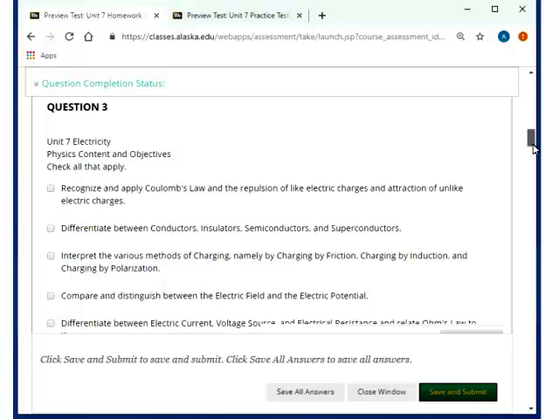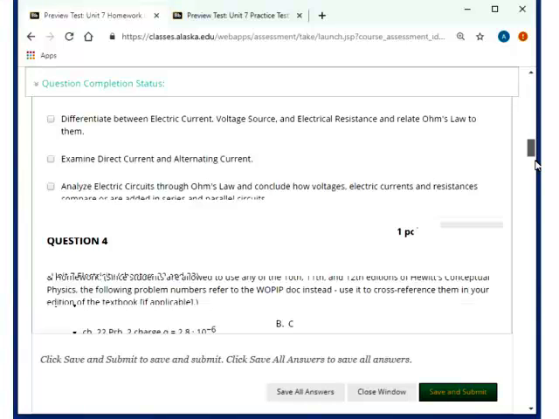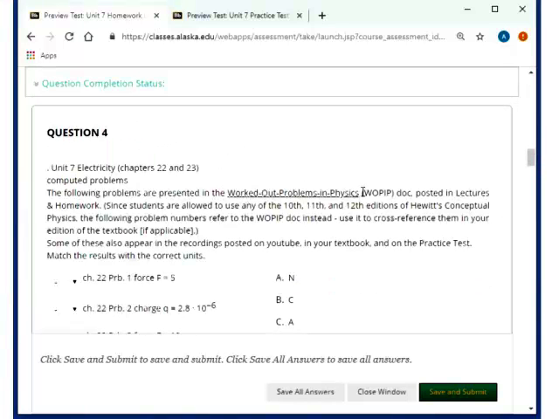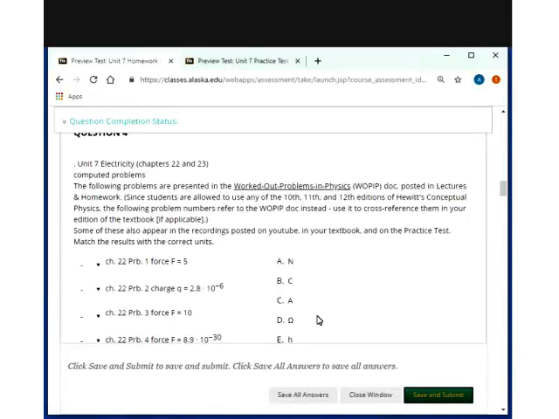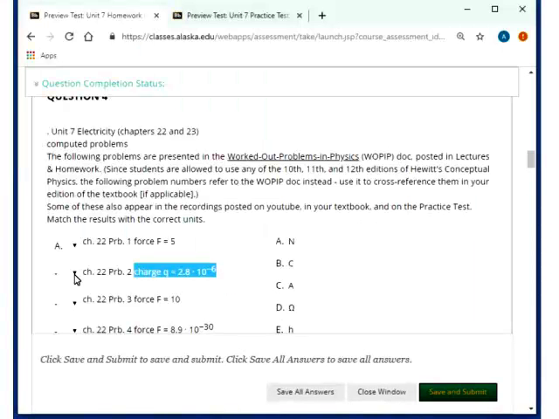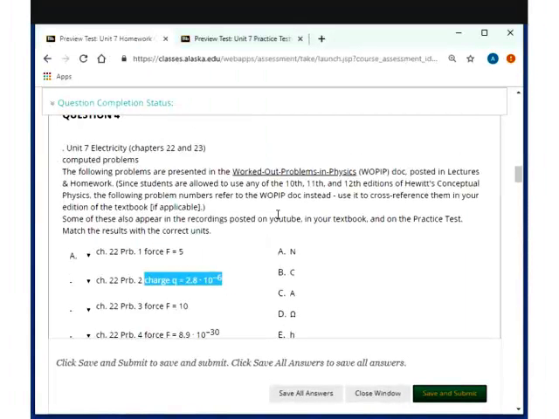You will find all of these in the book and the objectives that I have lined out. This one, of course, goes with the worked-out problems, which are in that Word doc, as well as posted on YouTube in my video, or a couple of videos perhaps, because they're pretty long. And obviously this here makes sense. Force F equals 5. Well, that's probably newtons. So I'm going to choose that one. Charge Q 2.8 times 10 to the negative 6. That's probably coulombs right there. But still, make sure that you look at these problems and work through them. Watch my videos for them and figure them out.